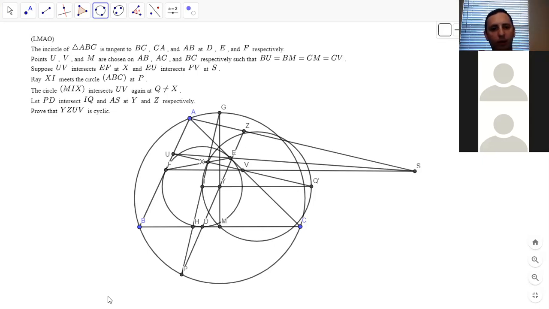So IM squared is IV squared, which is Ix times Ig. So Ix times Ig equals Iy times Iq prime. Is it obvious though that IV squared is Ix times Ig? Yeah, because we knew that was cyclic, because we proved it. Okay.